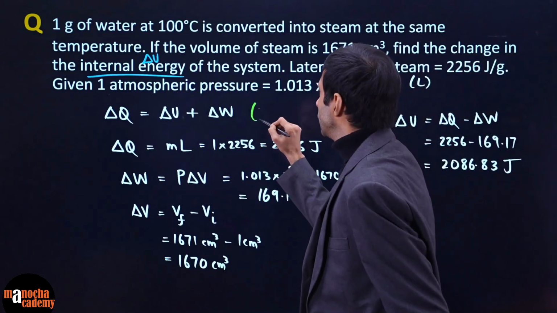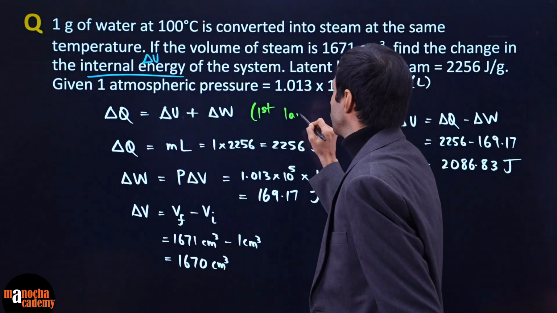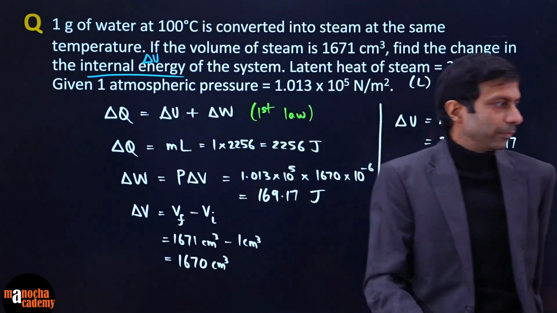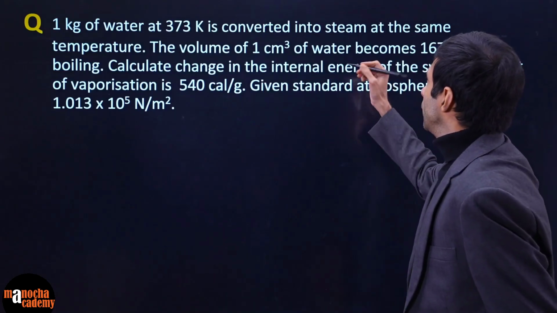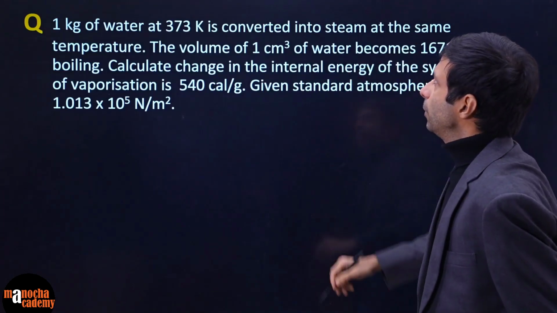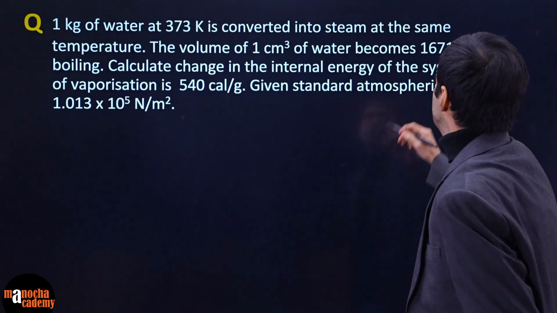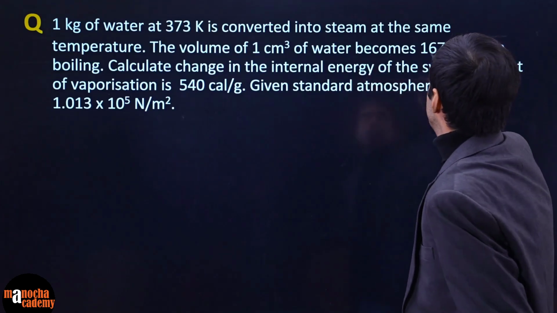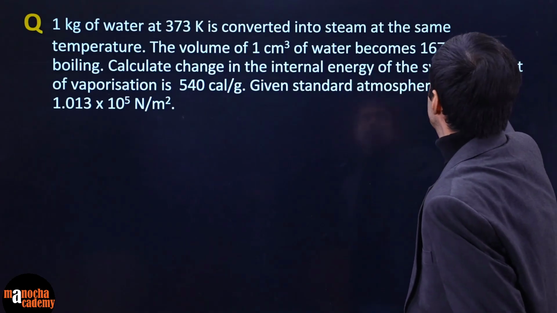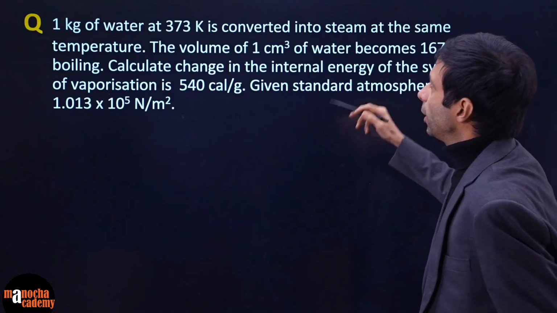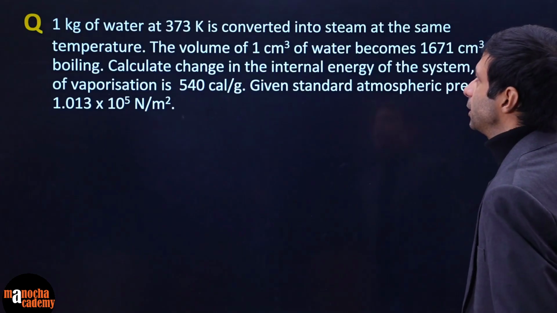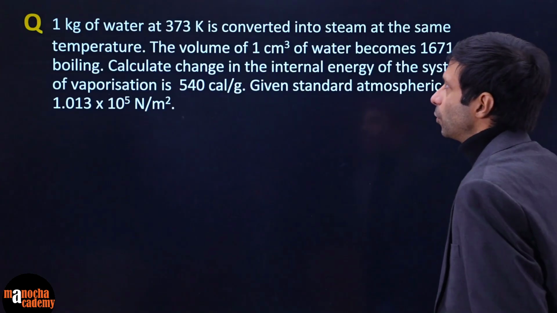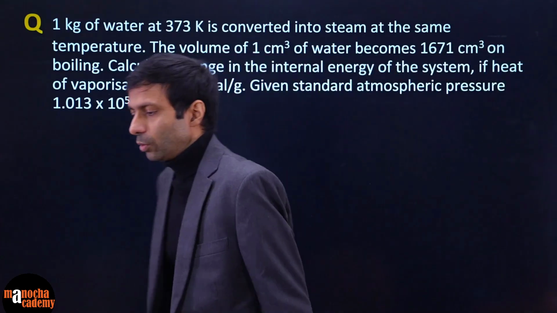And see, it's all based on the first law of thermodynamics. Simple. Next question. So again, 1 kg of water, 373 Kelvin, converted into steam at the same temperature. Volume of this 1 centimeter cube of water becomes 167 centimeter cube on boiling. Calculate the change in internal energy if the heat of vaporization is given to you and given the atmospheric pressure. So go ahead and try it out.